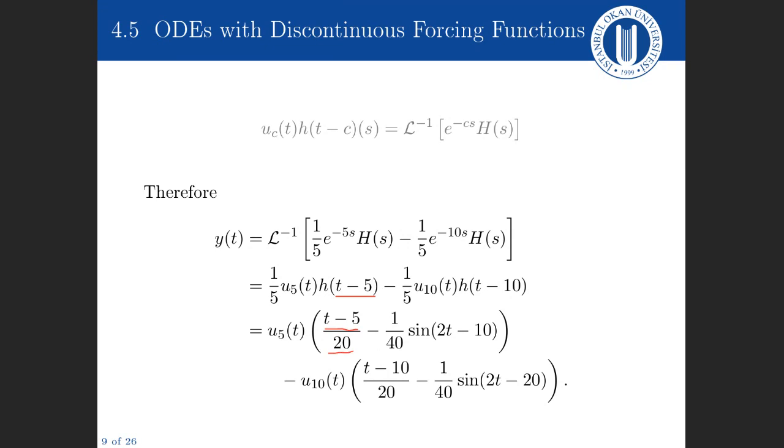And then it was minus 1 over 8 sine 2t. 8 multiplied by 5 is 40, so minus 1 over 40 now. It's not a sine of 2t now because it's t minus 5. So instead of sine 2t, we have sine 2 multiplied by t minus 5, which is the same as 2t minus 10. And then we do the same for the second term.